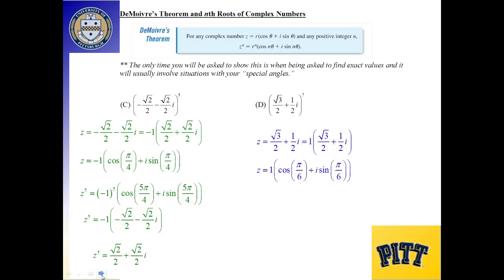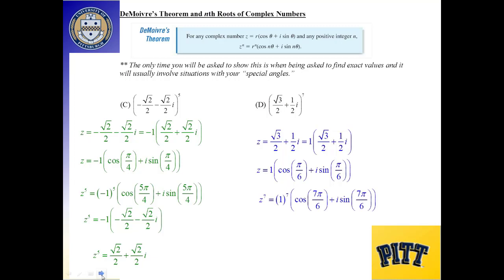So I look at square root 3 over 2 and 1/2 and ask, is there any particular angle that if I take the cosine of it, I get square root 3 over 2, and if I take the sine of it, I get 1/2? And the answer is yes, it's pi over 6. So z ends up being 1 times the cosine of pi over 6 plus i times the sine of pi over 6.